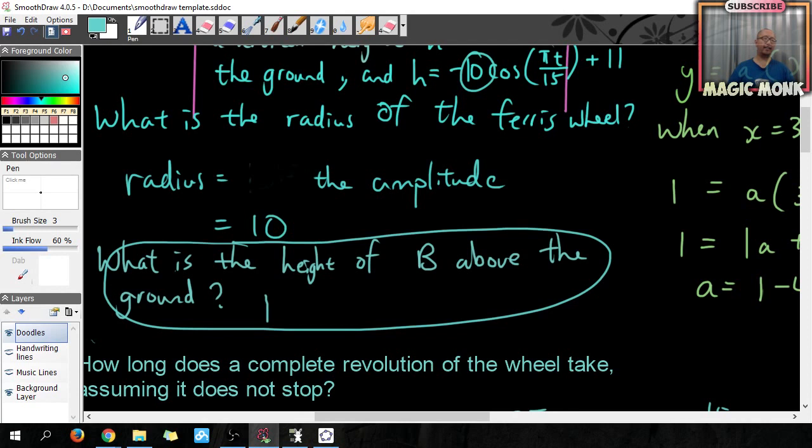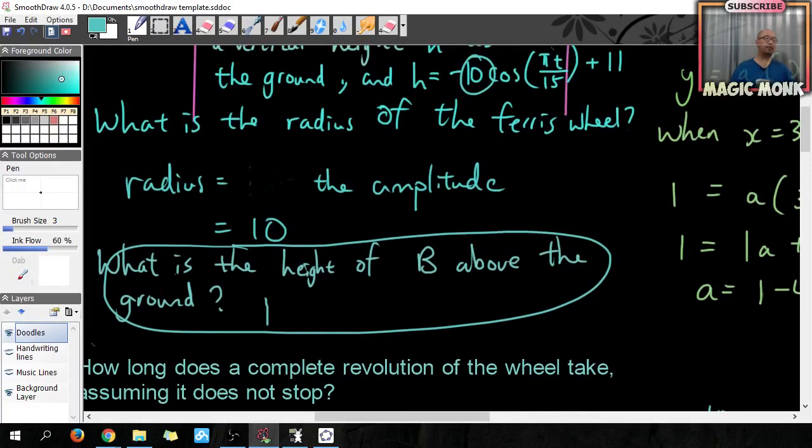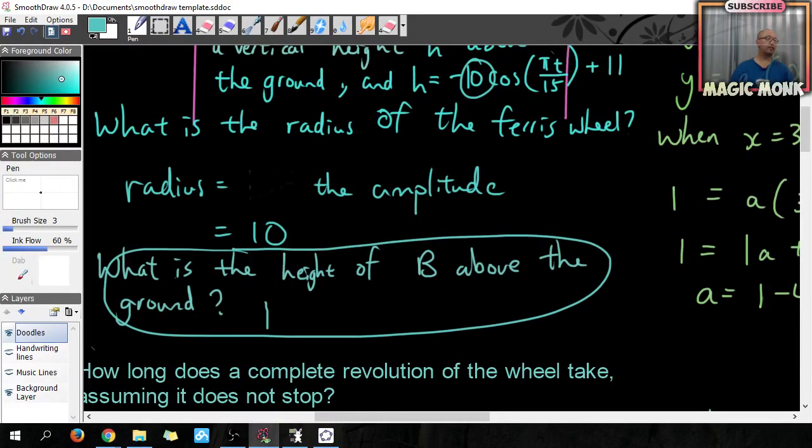No idea, okay. So, the height is the minimum point. Equilibrium is 11. Yeah, that's it. Yeah, it's very good. That's how you do it, Annabelle.